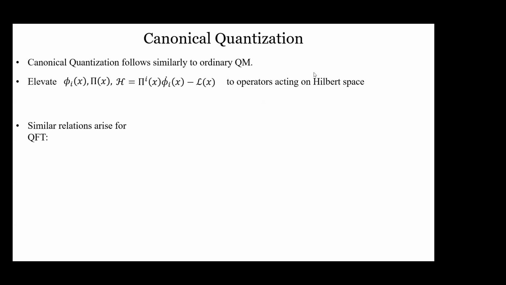But in quantum field theory, we actually have an infinite number of degrees of freedom, one for each point in space-time. That means we are talking about an infinite Hilbert space, basically the sum of the Hilbert spaces for individual points in space-time. This sum of Hilbert spaces is officially known as the Fock space. That's very technical, but you don't need it. Just consider it a Hilbert space for now. So we elevate these things to operators acting on Hilbert space.